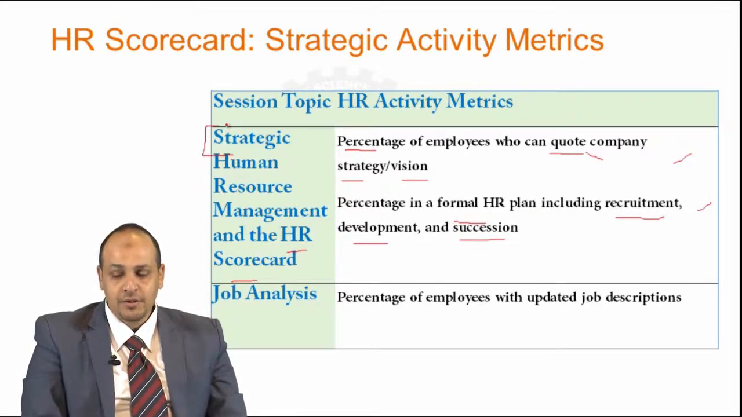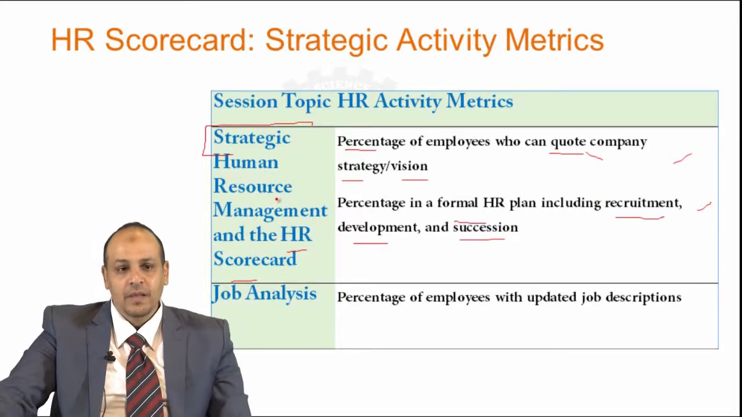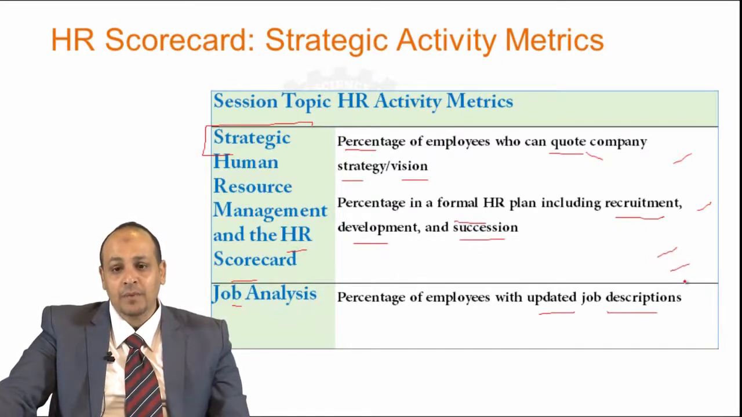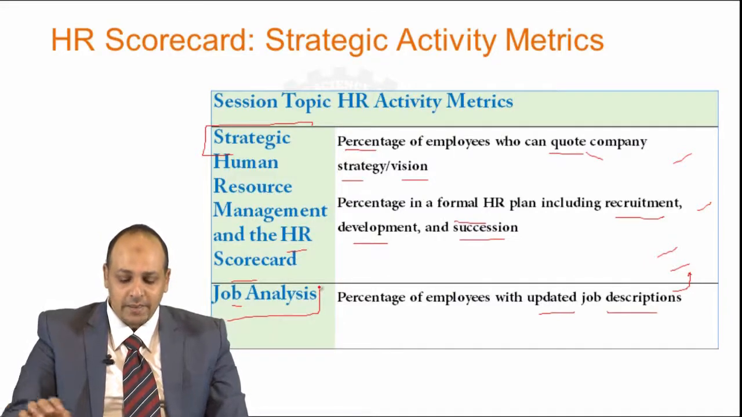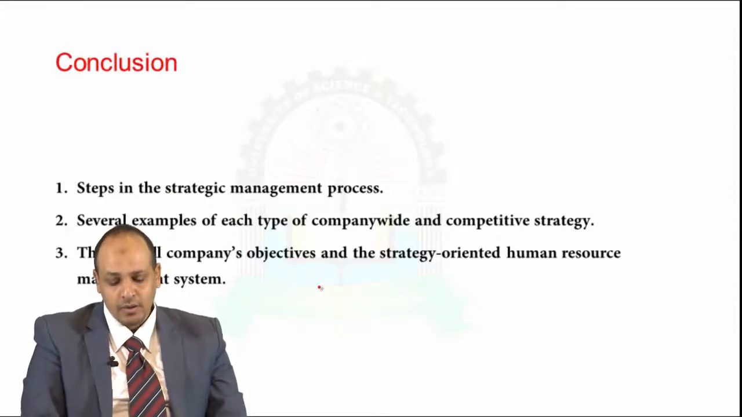So by this, dear students, we come to the end. We can conclude the following. We studied the steps in the strategic management process. We also took some examples of company-wide strategies and the competitive strategy that should be formulated by the company itself, the overall company objectives, and at the same time the strategy-oriented human resource management system that is adopted by the company in order to achieve the corporate objective.